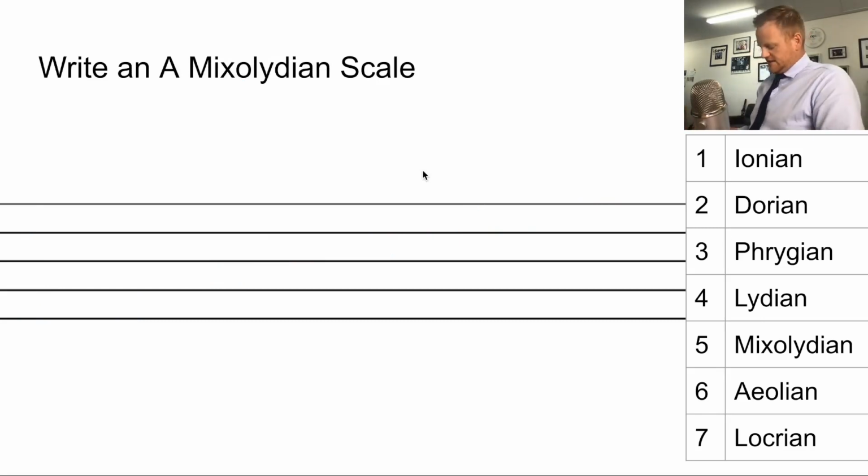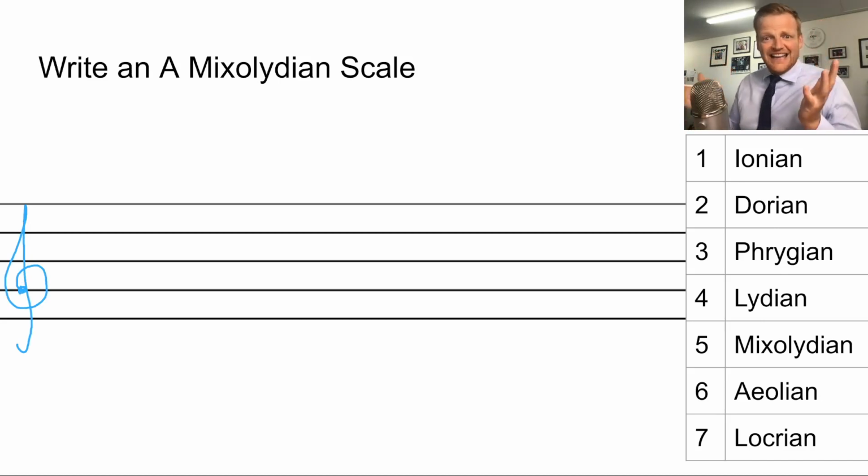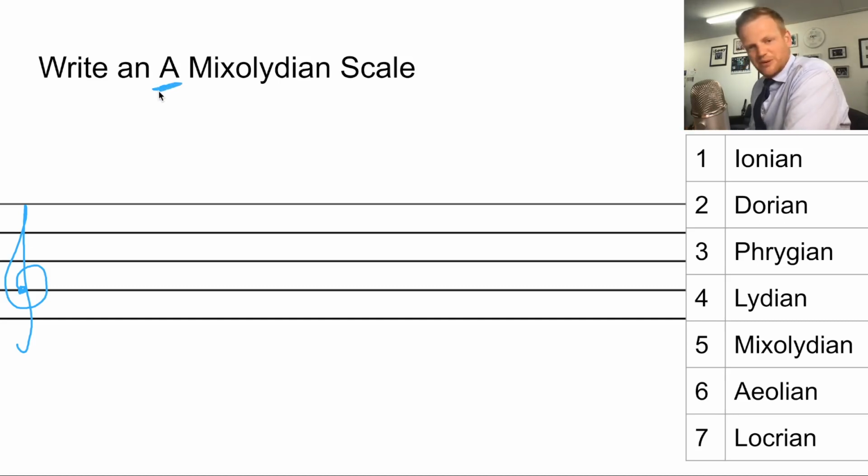Okay, Mixolydian. Which one? A Mixolydian, it doesn't matter. That was a terrible treble clef while I was doing it. So A is the root note. So A is that. What is Mixolydian? It's the 5th of something. So it's the 5th of D major, of course. So it's got F sharp and C sharp.